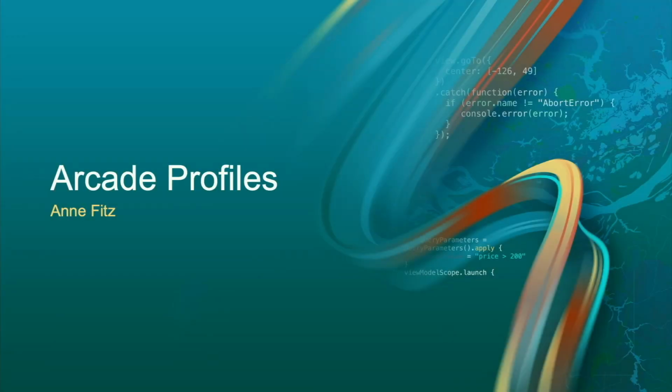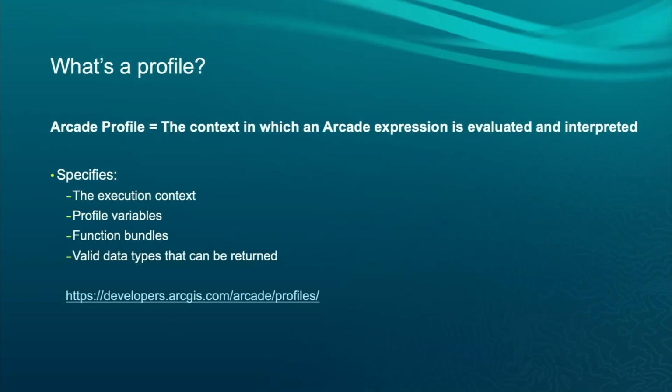Okay, great. So now we're going to get into talking about Arcade profiles. So what's a profile? A profile defines the context in which the Arcade expression is evaluated and interpreted. Many times, the profile refers to a specific application in which you can use Arcade, or an area of an application where Arcade can be used. Each profile will specify the execution context, profile variables, function bundles, valid data return types, and also, I don't have this on this slide, the time zone and spatial reference.